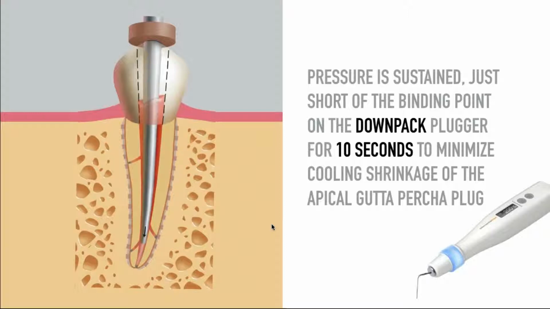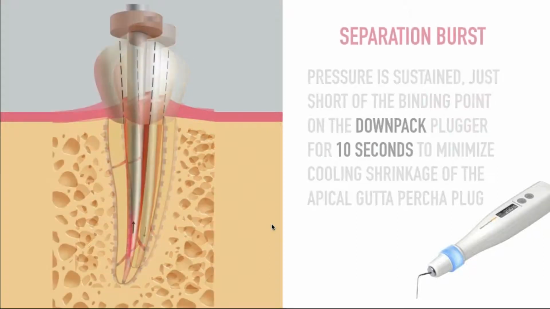Now, what Kerr has done in their infinite wisdom is they built in a clock in the downpack plugger. So when you release your finger from the activator ring, it counts down. At 5 seconds, you'll hear a single chirp. And at 10 seconds, you'll hear a double chirp. At that point, you've satisfied that criteria for the 10 seconds. And now what we want to do is what's called a separation.